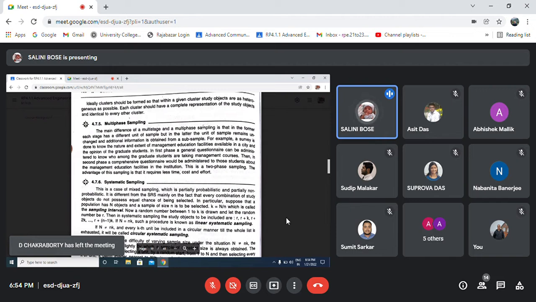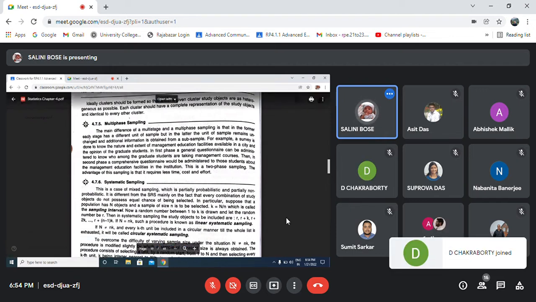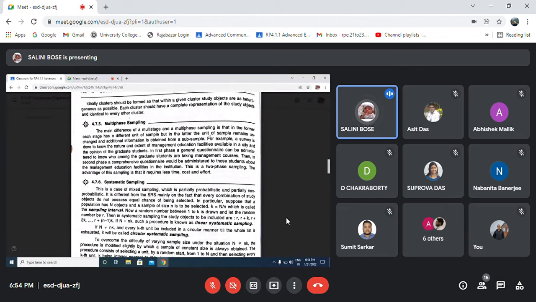In multi-stage sampling the units of the sample differ at each stage, but in multi-phase sampling the unit of the sample remains unchanged and additional information is obtained from a sub-sample. So when we are doing multi-phase sampling, from the latter phase you can get some more information about your population. That is called multi-phase. An example will make it clear.